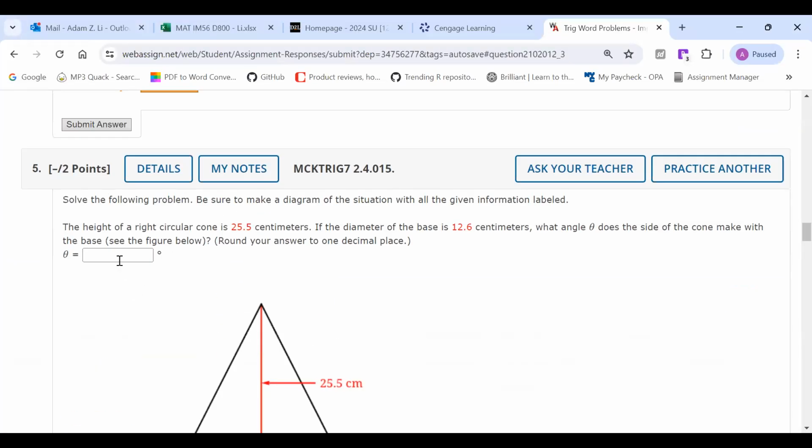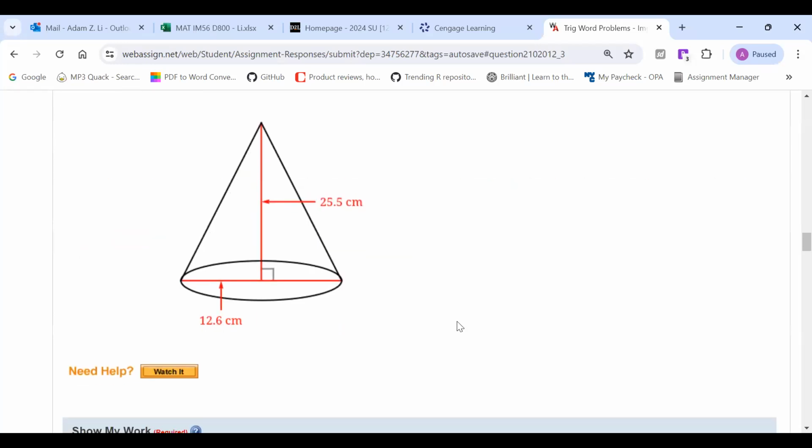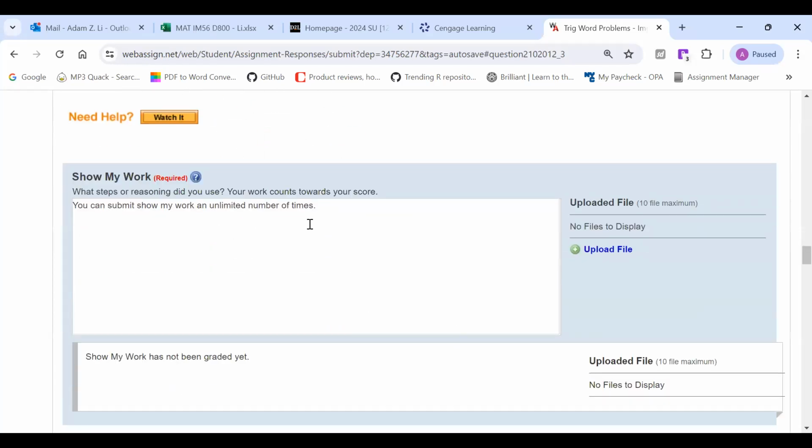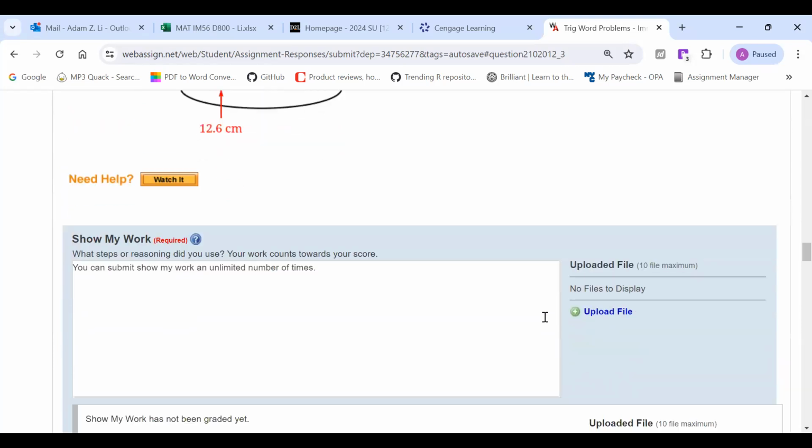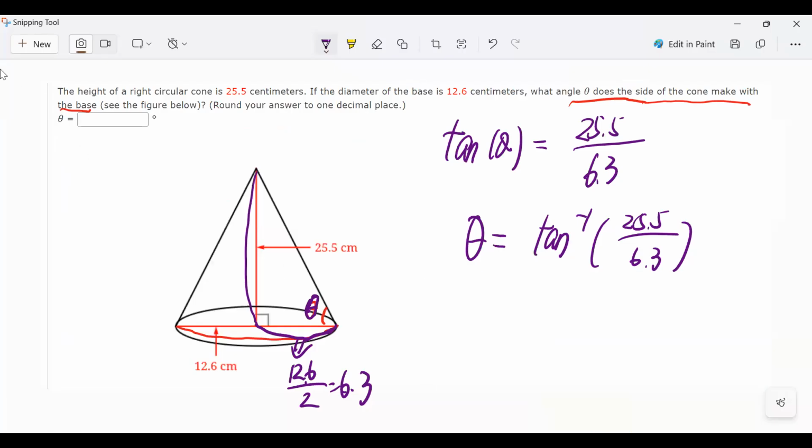Then you put in 76.1. Any question about this? Show my work. Okay, so here you can upload, right? You can take a picture of this. Let's say if I want to do it, I would take a picture of the work I just did, like here, and then upload it.